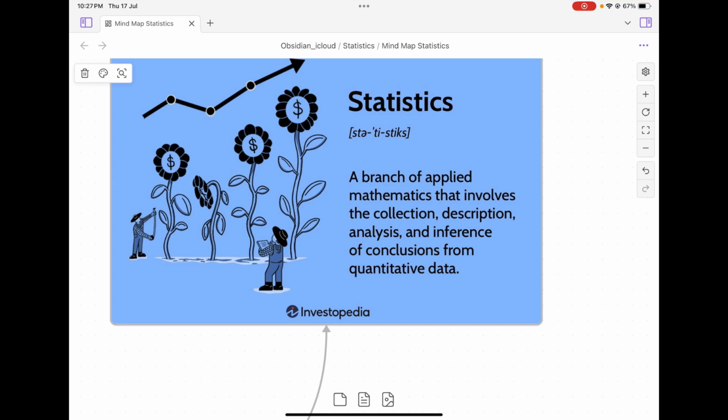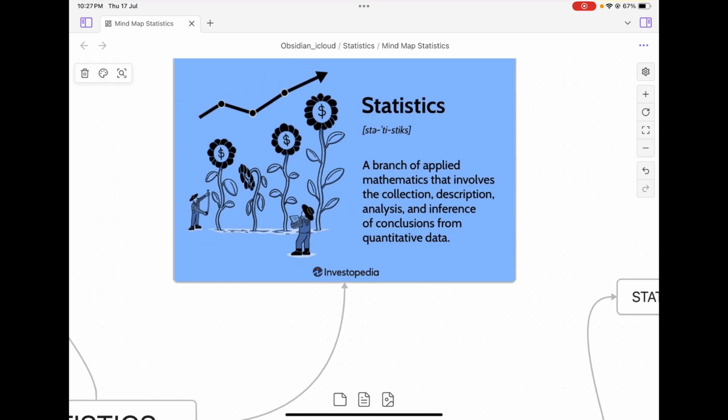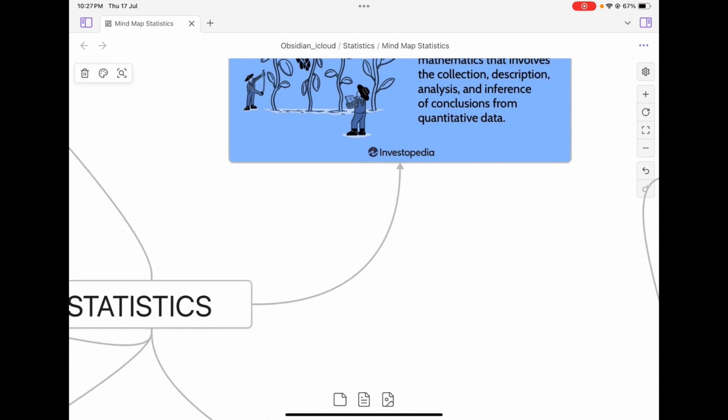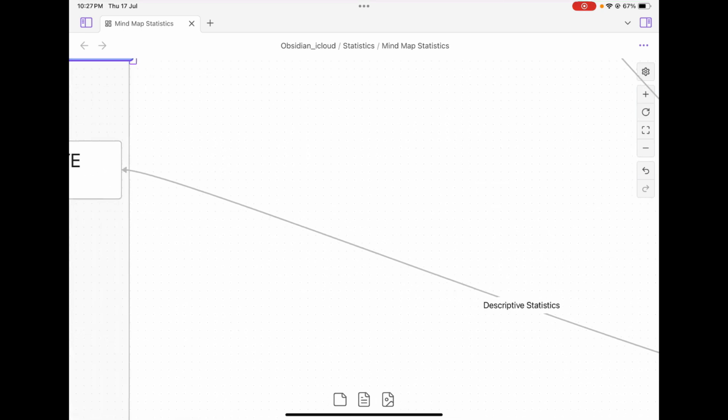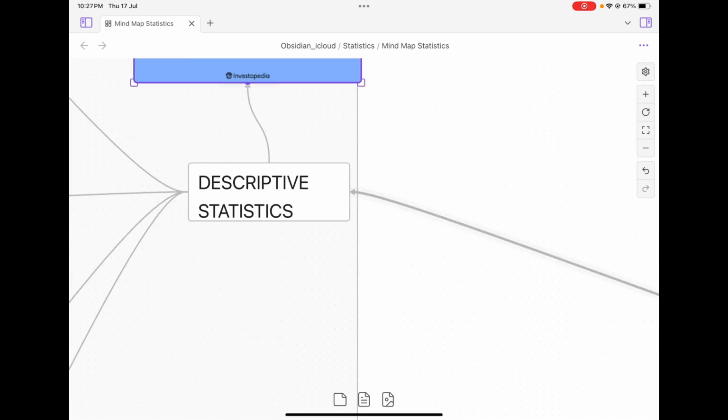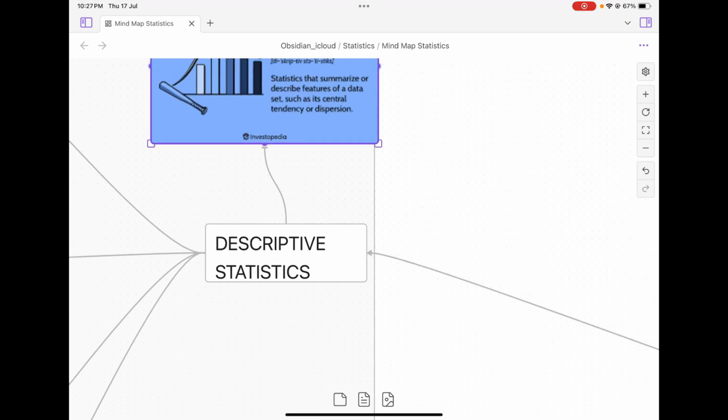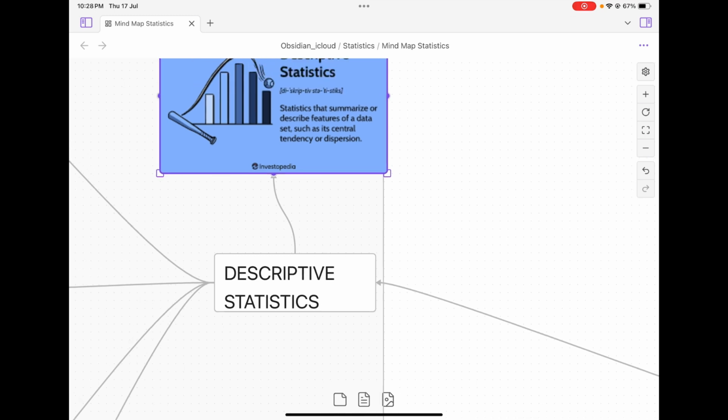Based on this process, you can classify statistics into two types, that is descriptive and inferential statistics. In this course we will study both descriptive as well as inferential statistics. Descriptive statistics we will study in detail in another video, but it basically summarizes data. So that is all about descriptive statistics.